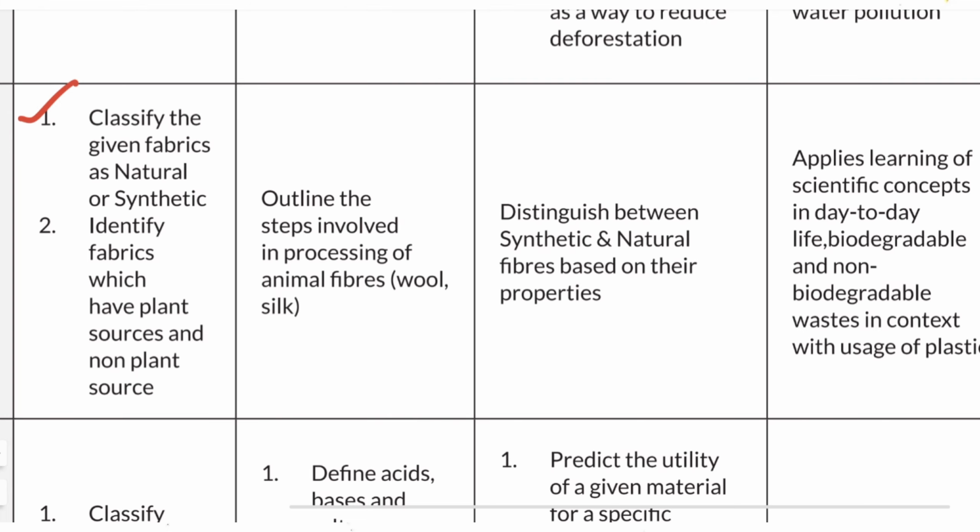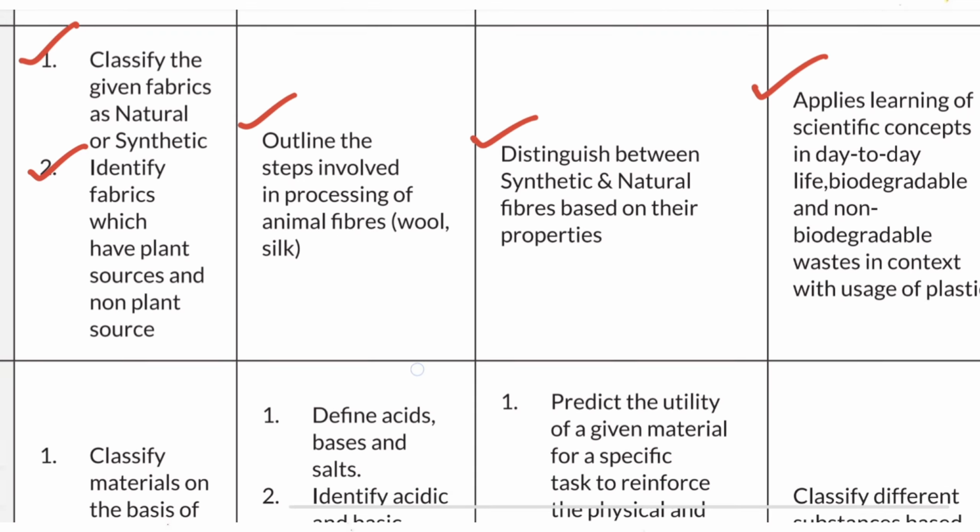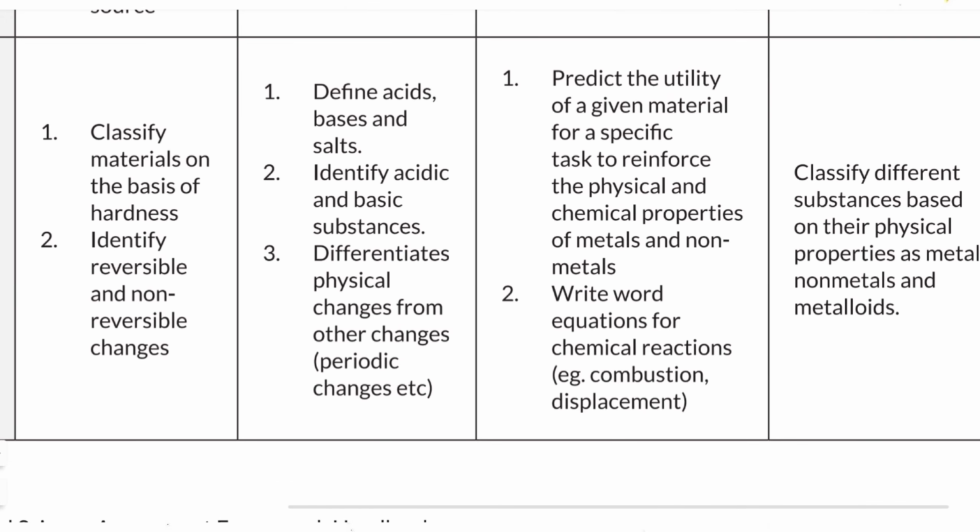Next, classify the given fiber as natural or synthetic. Identify the fabric which has a plant source and non-plant source. Outline the steps involved in processing of animal fiber. Distinguish between synthetic and natural fiber based on their properties. Apply learning of scientific concepts in day-to-day life, biodegradable and non-biodegradable waste in context with usage of plastic.